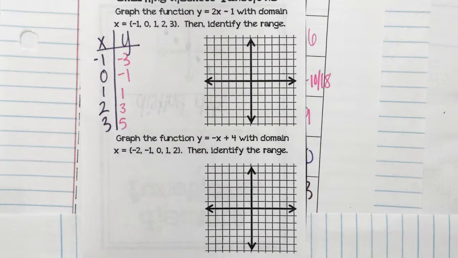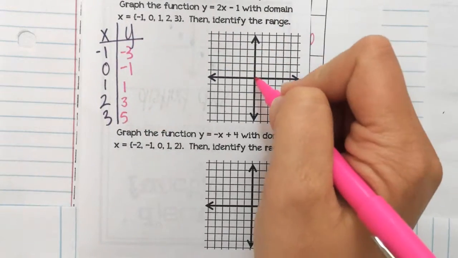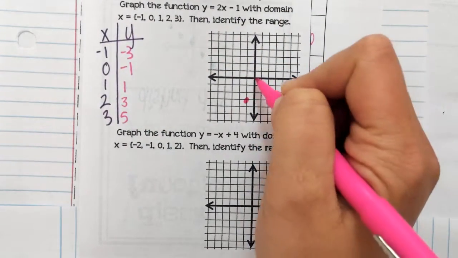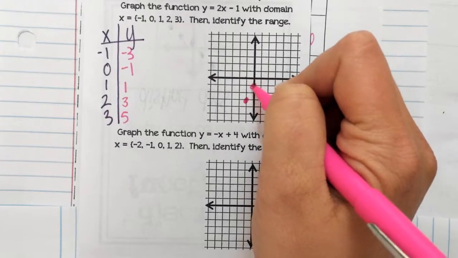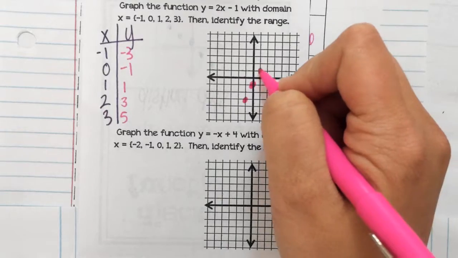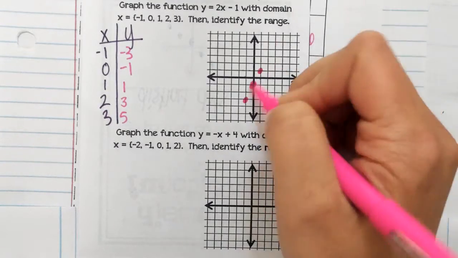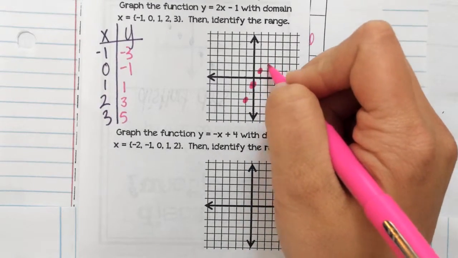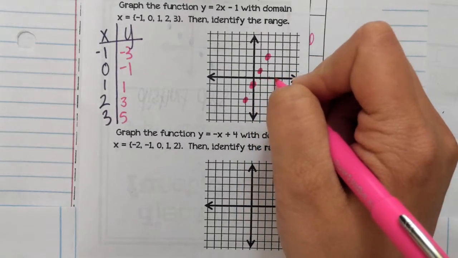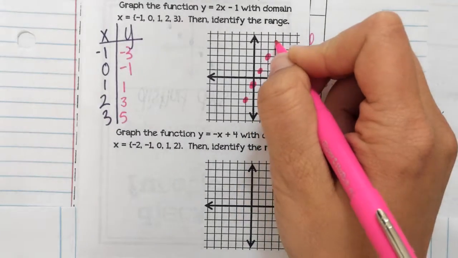Isn't it magic? So now you just plot your points. So -1, -3. You go left 1, down 1, 2, 3. 0, -1. You just go down 1. And remember, always start from the origin. 1, 1. You go right 1, up 1. 2, 3. You go right 2, up 1, 2, 3. And 3, 5. You go right 1, 2, 3, up 1, 2, 3, 4, 5.